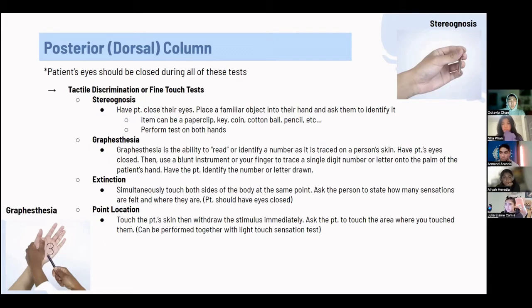For extinction, you would want to touch both sides of the patient's body at the same point. So both their cheeks, both their arms, and ask the person to state how many sensations are felt and where they're felt. And finally, for point location, you want to touch the patient's skin and then withdraw the stimulus immediately. So just a light touch or a poke, and then you would ask them to identify where you touched them. And this can be performed together with the light touch sensation test.